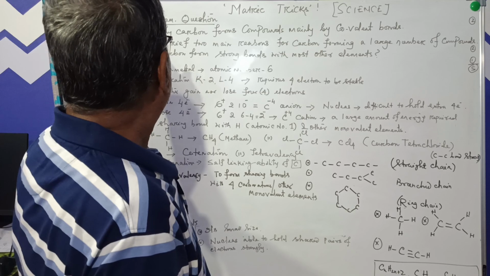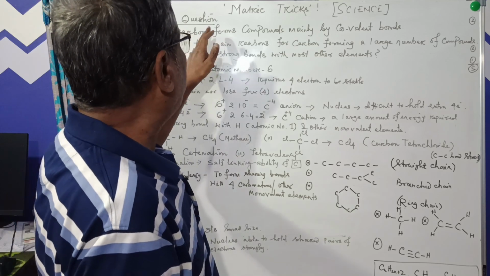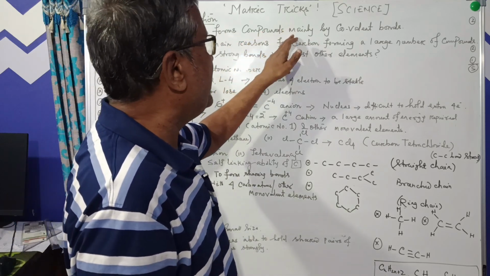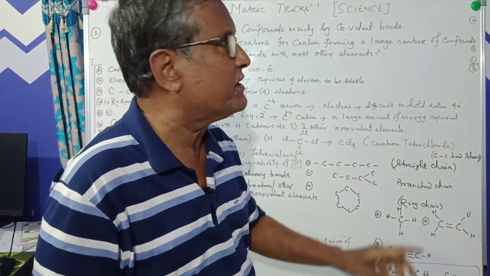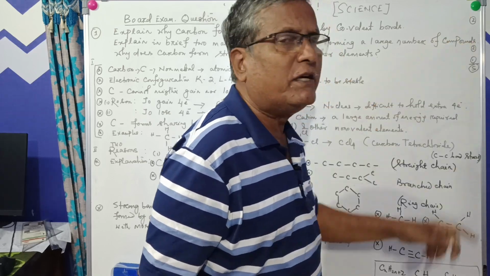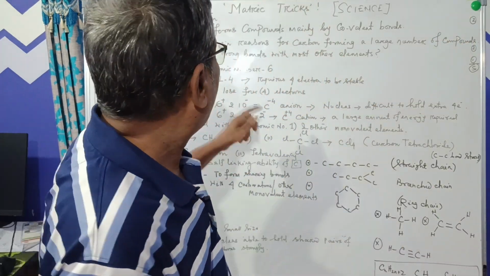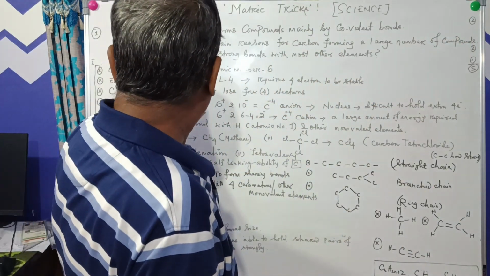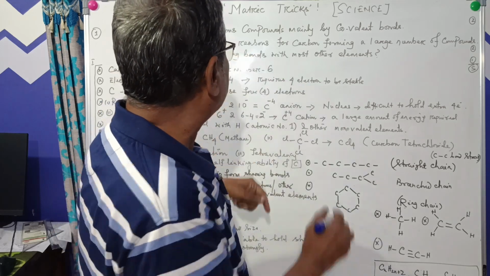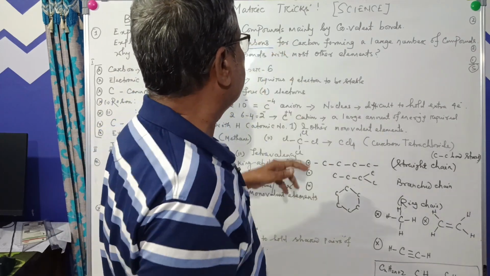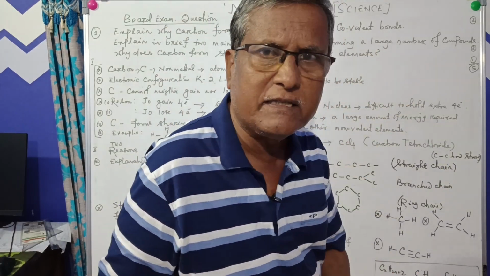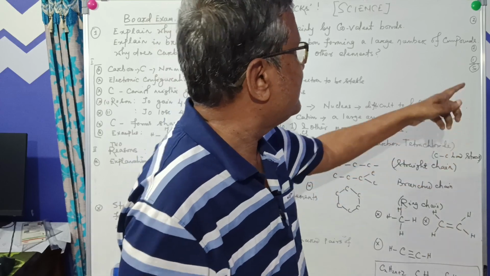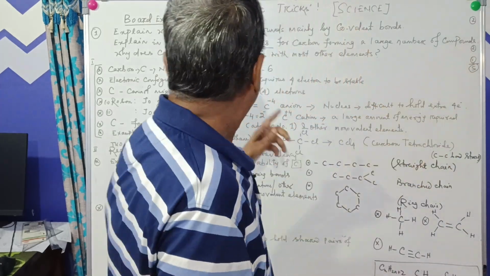You see, explain why carbon forms compounds mainly by covalent bonds. That is a part of the question, and this part carries 2 marks. And the next point, explain in brief two main reasons for carbon forming a large number of compounds. This is very important. That is the second part of the question, and it carries 2 marks.